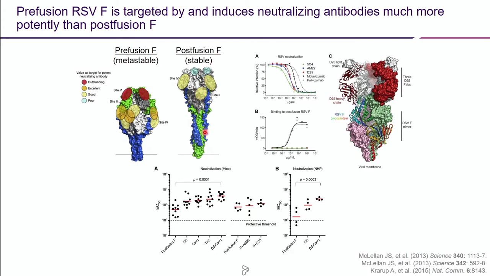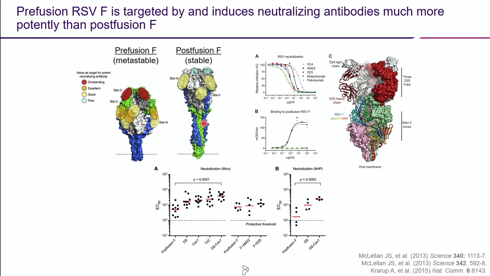So its job is to fuse the viral membrane with the host cell membrane, facilitating viral entry into the cell. And as such, it undergoes a dramatic conformational change. The problem is that for RSV in particular, the post-fusion state of the protein is by far more stable than the pre-fusion state. So when people were trying to make subunit vaccines for RSV, and they would recombinantly produce this F antigen, it would always spontaneously snap to the post-fusion structure.